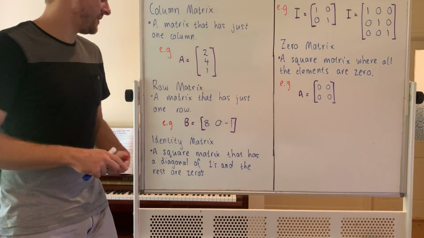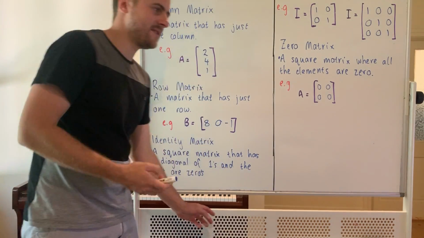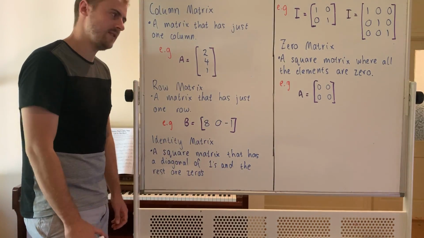So they're always a square matrix as well. They're basically the matrix equivalent of the number 0.